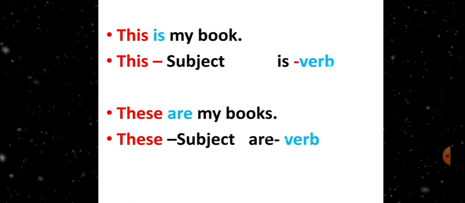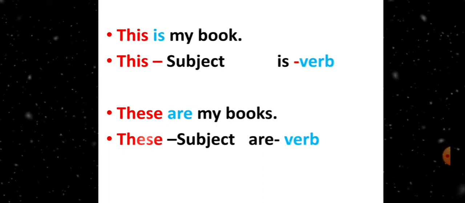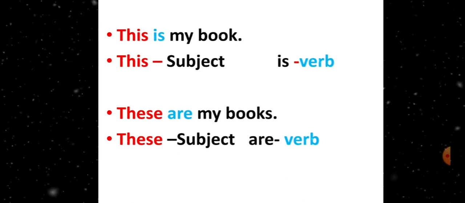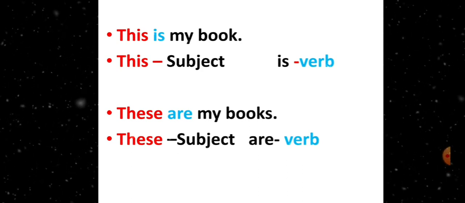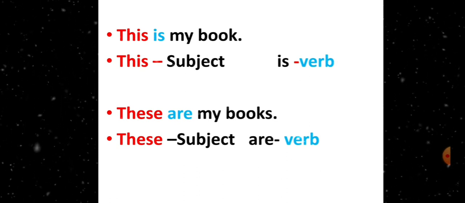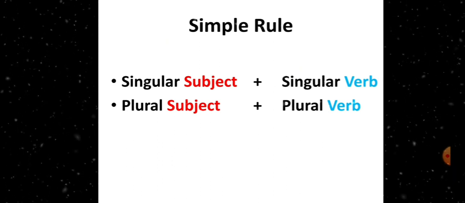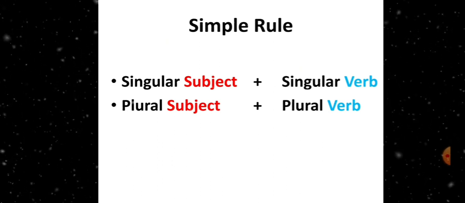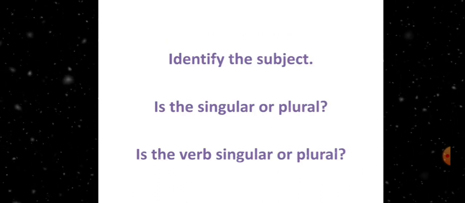Simple rule. Now look at the second example: "These are my books." When I say these are my books, "these" is the subject and "are" is the verb. "These" is plural and "are" is also plural. That means there is a proper agreement between subject and verb here. Simple rule, as I told you: a singular subject should be followed by a singular verb, and a plural subject should be followed by a plural verb.